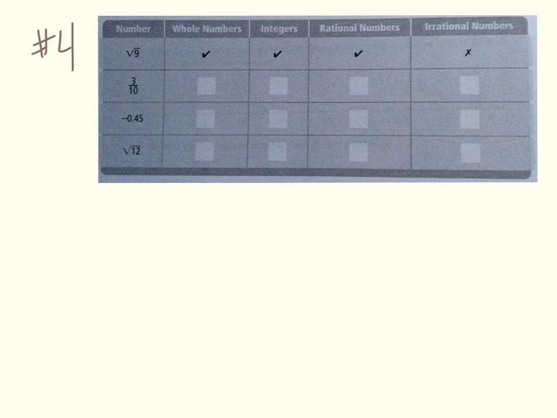Here is problem number 4. Take a look at these numbers. Put a check where you believe each one belongs. And remember the chart where you have natural numbers, then whole numbers, then integers, and then rational numbers, and then in a separate space you have irrational numbers because they're the opposite of rational.